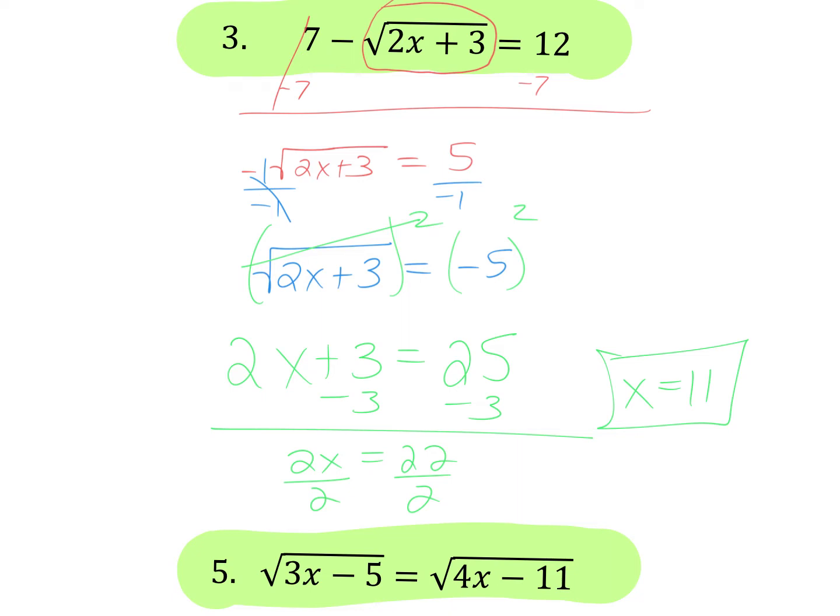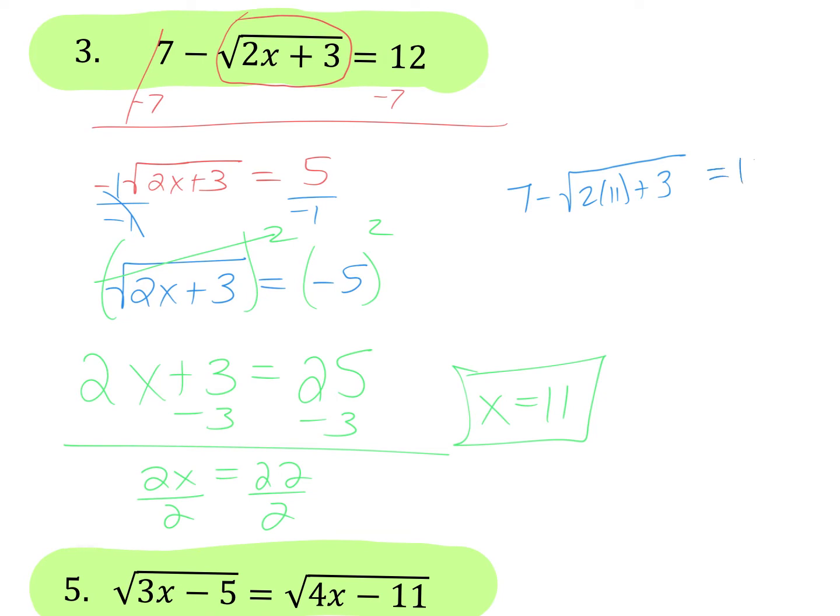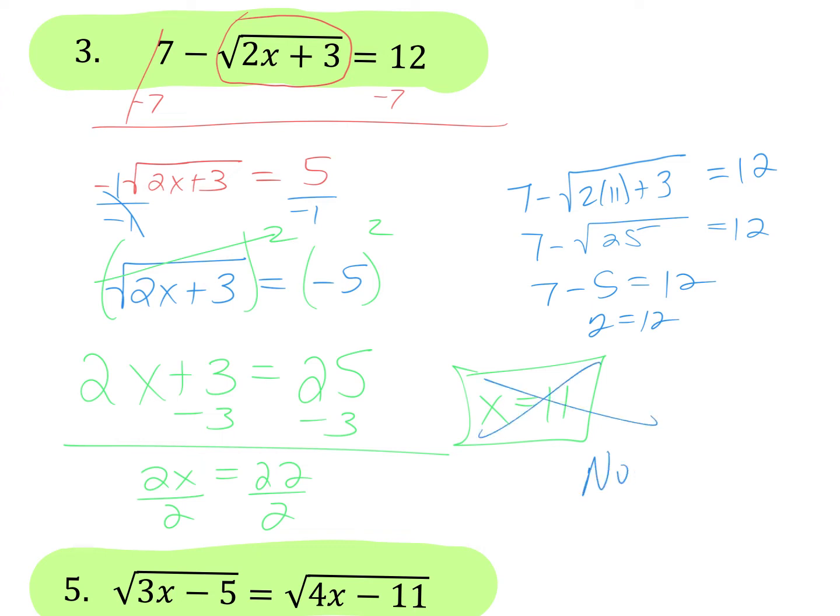Very quickly, put 11 back into the original equation. So it's 7 minus the square root of 2 times 11 plus 3. Does that equal 12? So I have 7 minus, what's 2 times 11? 22 plus 3 is 25, okay. 7 minus, what is the square root of 25? 5. Guys, does 7 minus 5 equal 12? No. So is this an answer? No. So your answer here would be no solution.